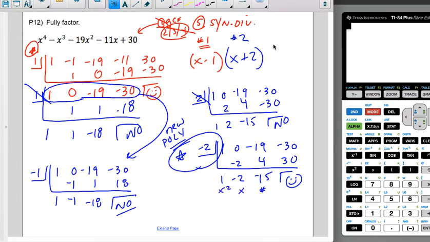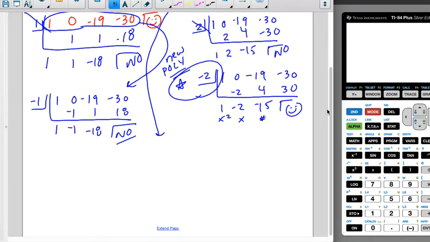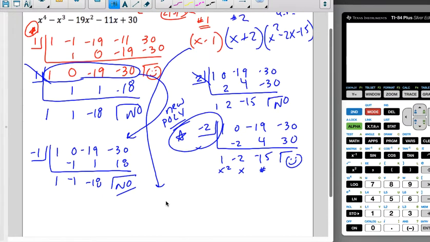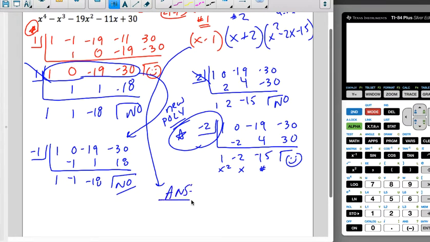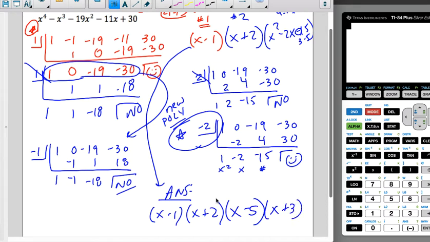So what's left seems to be x squared minus 2x minus 15, which is a quadratic trinomial that we can factor, right? So if we come down here to factor the whole thing, my answer is going to be x minus 1, which is the first factor we found, x plus 2, the second factor, and then this seems to be a 3 and a 5 with opposite signs, with that negative. So I'm pretty sure we have an x minus 5 and an x plus 3, and you can certainly FOIL to check that, but those are our answers, right?